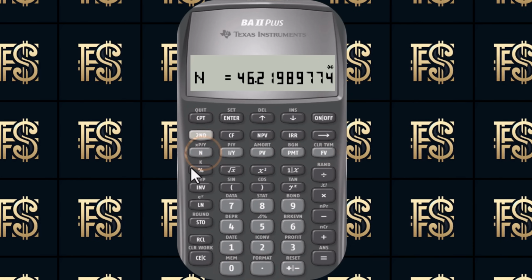Compute N. So the total number of months that it will take for her to pay off this loan is approximately 46.22 months. In reality, she'll be making 47 monthly payments, but that last payment, the 47th payment, won't be a full $850. But because this specific question asks for the number of years, we're going to take this number and simply divide it by 12. So the total number of years that it will take for her to pay off this loan is approximately 3.85 years.